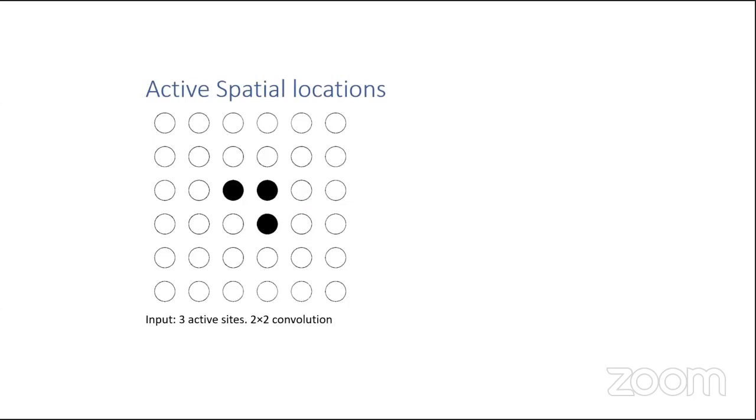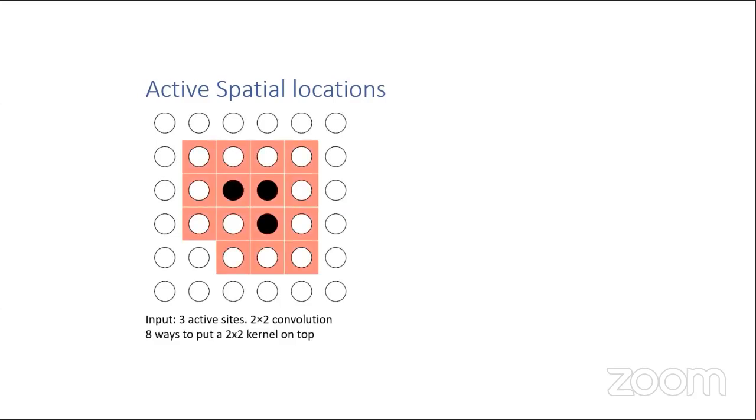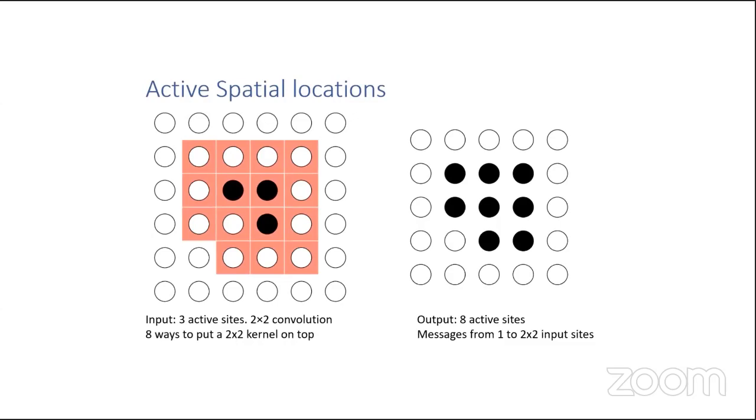The spatial locations in a hidden layer are defined to be active if they can see an active spatial location in the input. Here is an example of an input grid with three active spatial locations. We will run a 2x2 convolution with stride 1. We have now highlighted the 8 overlapping 2x2 squares where the convolutional filter can see at least one active input. These 8 squares result in 8 active locations in the output of this convolutional layer.